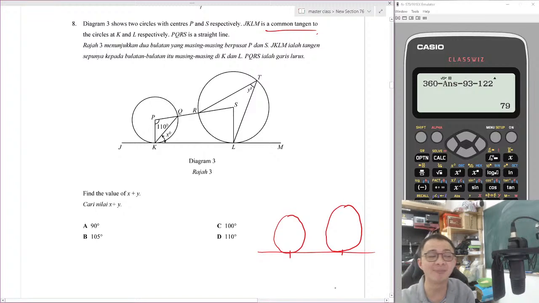With a common tangent, there is something you need to always remember: from the tangent point to the center O, it will always be 90 degrees. So if this one has a center, it will always be 90 degrees. Okay, this is the first idea about tangents.